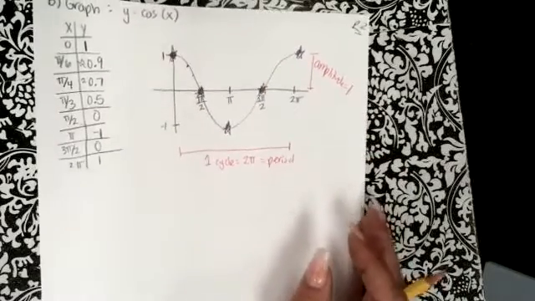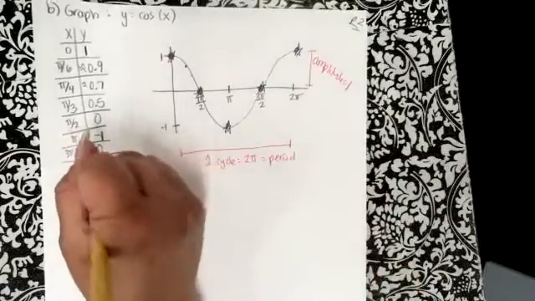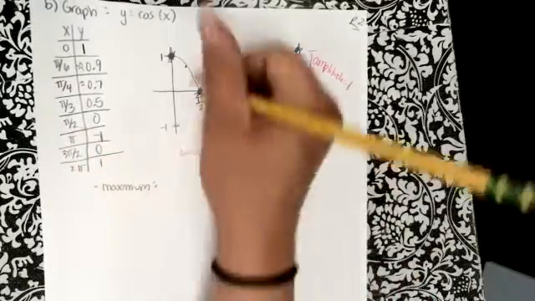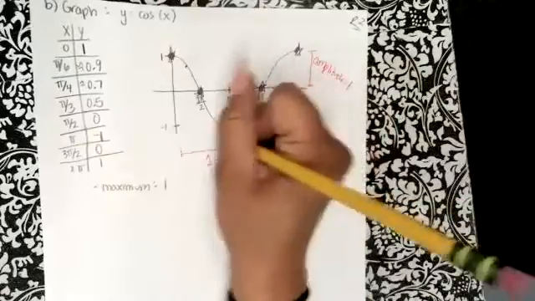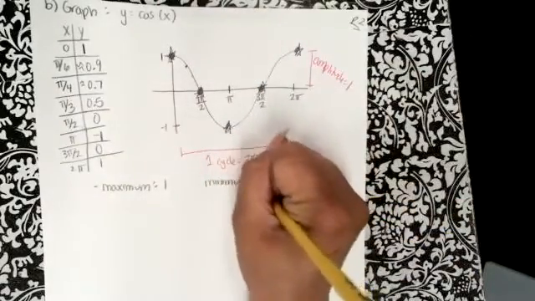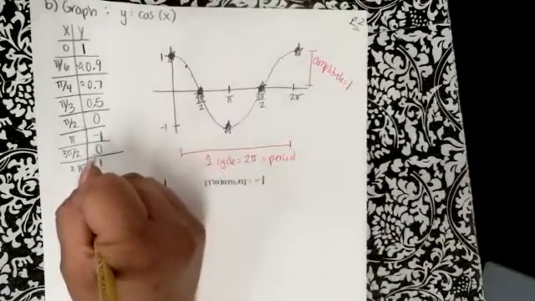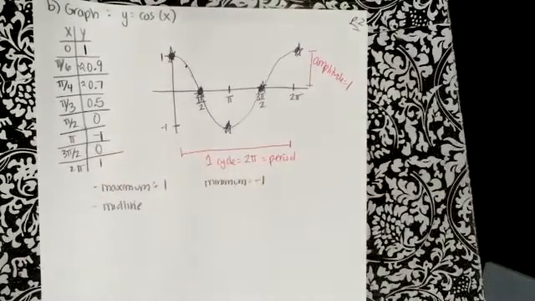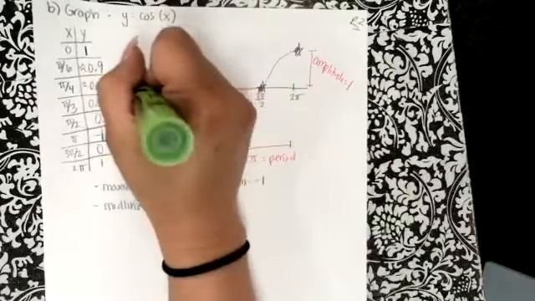Let's go ahead and write our important facts down. The maximum is going to be at 1. The minimum is going to be at negative 1. Our midline. Here's the midline again.